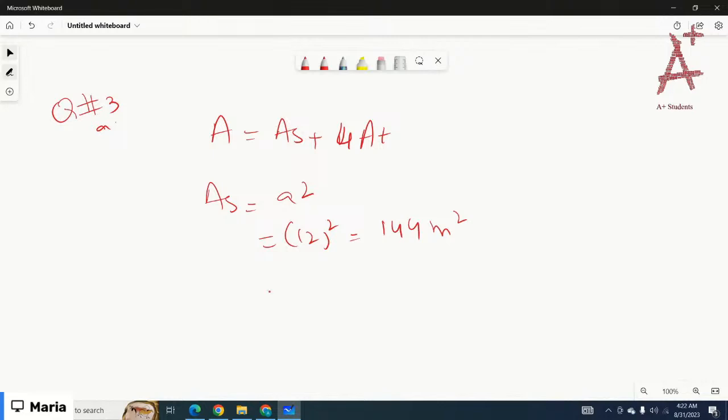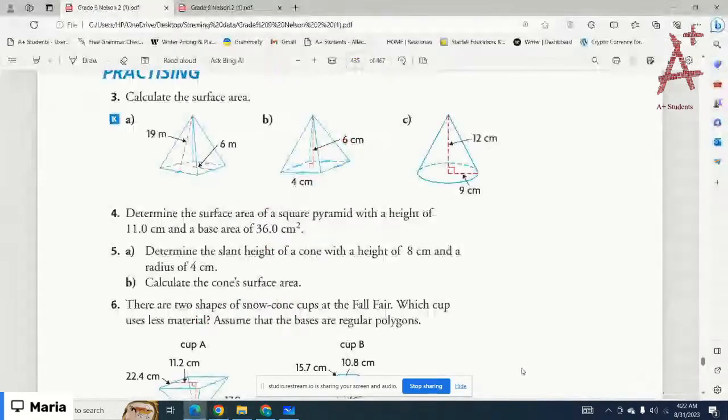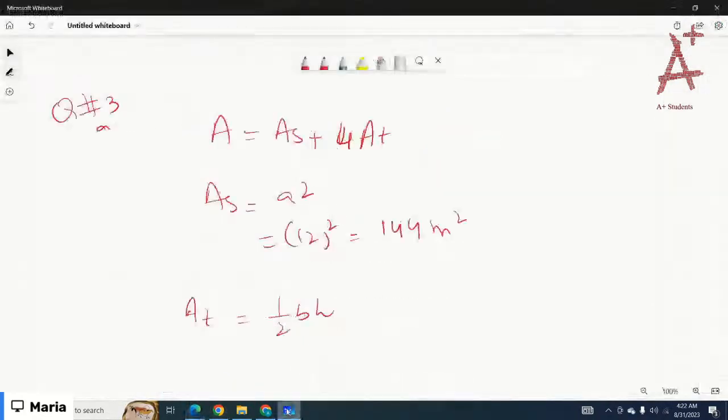Now we calculate the area of the triangles. The area of a triangle is half times base times height. The base is 12 and the height of the triangle is 19. So it would be 1 by 2 times 12 times 19, which is 114 meter square.